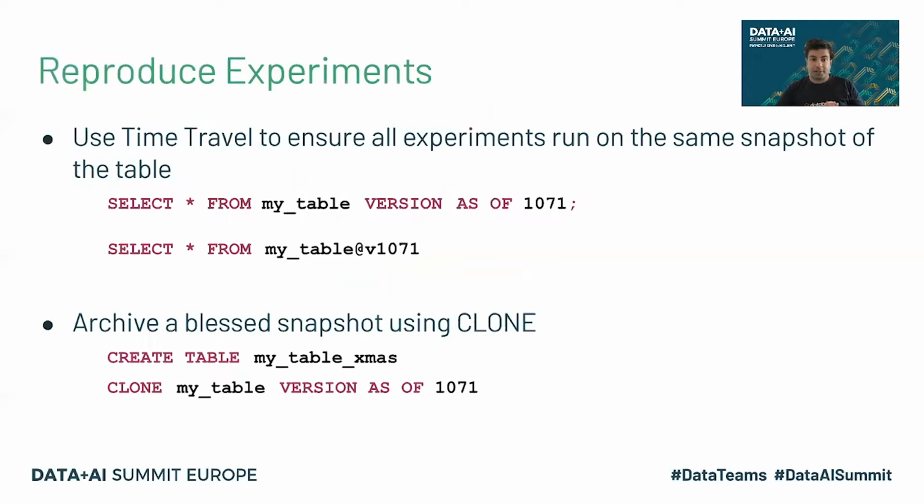And for reproducing machine learning experiments, you can use time travel to ensure that all experiments run on the same snapshot of the table by providing this version as of syntax, for example, with the at syntax. And when you're done and you think, I actually want to store this snapshot of my data set, for example, so that next year when I develop a model for my Black Friday sales, I want to reuse this same table and check my results, you can use clone, which is also a Delta specific operation that can clone a specific snapshot of your table to a new location. And that way you can archive it and reuse it when you actually really want to.